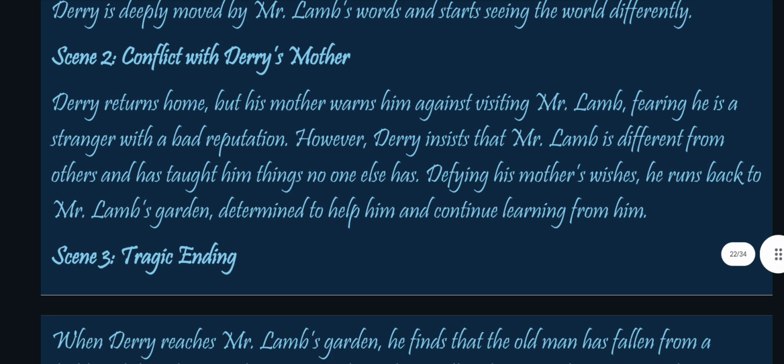Scene 2. Conflict with Derry's mother. Derry returns home, but his mother warns him against visiting Mr. Lamb, fearing he is a stranger with a bad reputation. However, Derry insists that Mr. Lamb is different from others and has taught him things no one else has. Defying his mother's wishes, he runs back to Mr. Lamb's garden, determined to help him and continue learning from him.